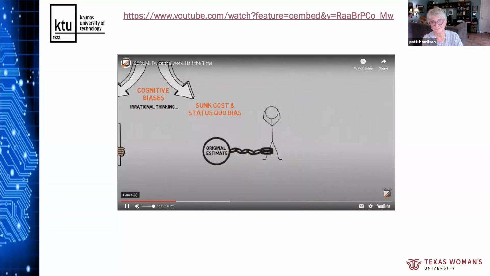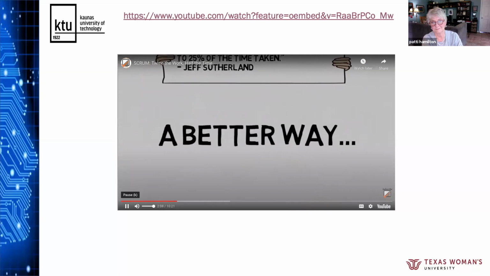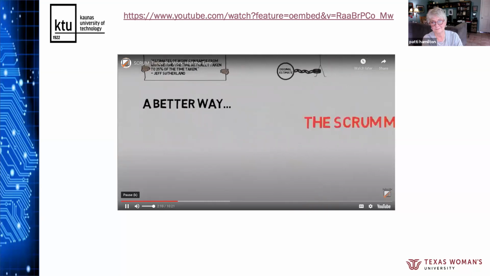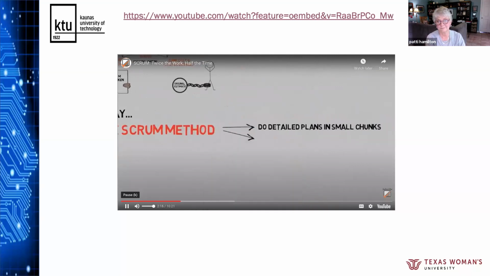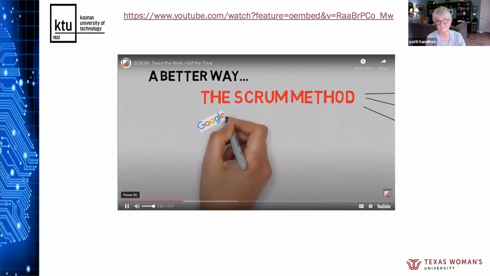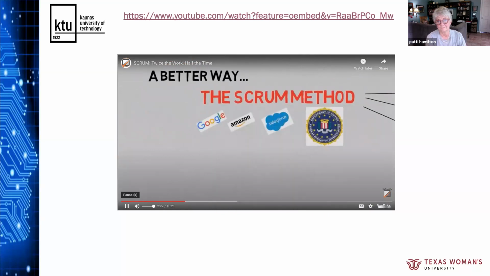Thankfully, there is a better way, and the better way is called the Scrum method. The Scrum method is characterized by doing planning in small chunks, to plan throughout the project and to actively seek to improve upon the plan. Major companies are adopting the Scrum method. Google, Amazon, Salesforce, and the FBI all use the Scrum method to complete projects.